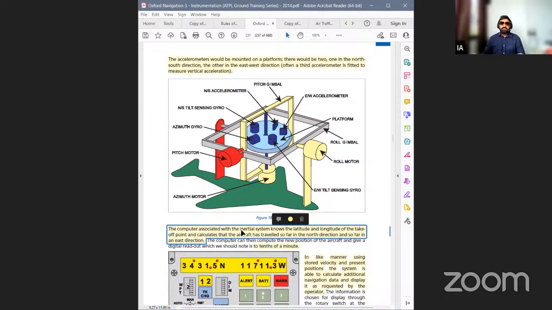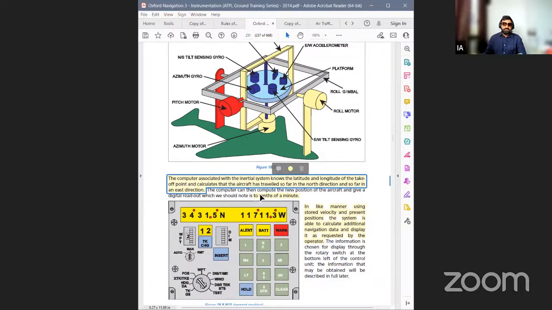The computer associated with the inertial navigation system will know the latitude and longitude of the takeoff point, which the operator will input. It calculates that the aircraft has traveled so far in the north-south and so far in the east-west, and based upon time and speed, it determines where it is from the present position. So make sure your present position is accurately fed. And then the departure position, and based upon the departure position, it gives us our present position in lat and long also.